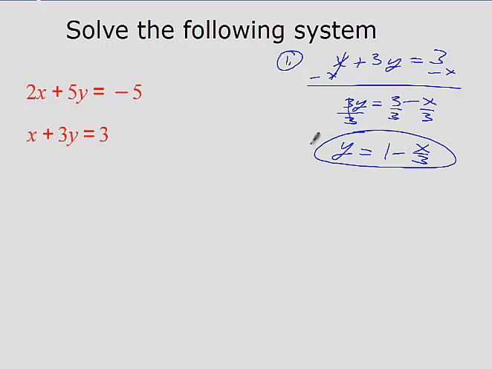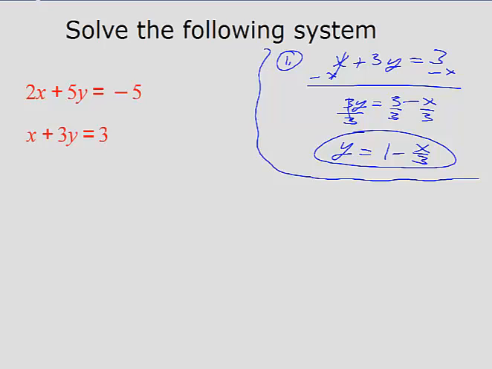Okay, so there's step 1 done. Everybody okay with step 1, yes or no? Any questions on step 1? Okay, step 2, what do I do with this result? Put it in for 2x plus 5y. Right, perfect. Put it in, substitute it in for the other equation, right?